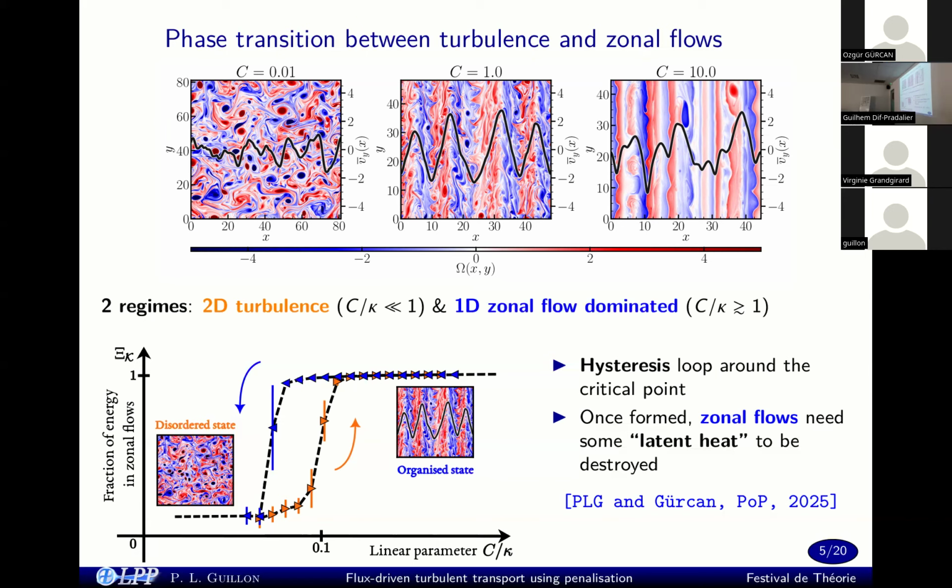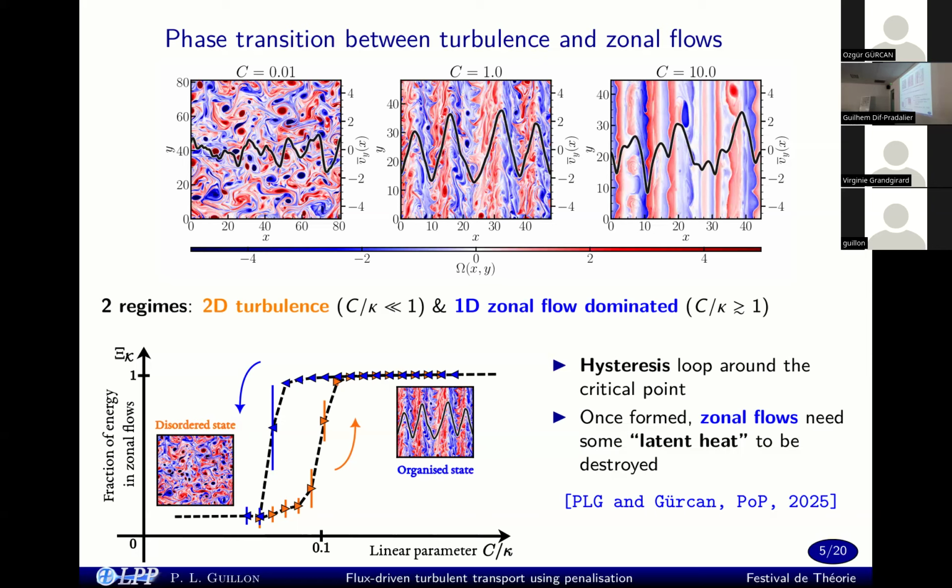And as an order parameter to control the phase in which we are, we use the fraction of energy inside the zonal flow, which is close to 0 in the turbulent regime and close to 1 in the zonal flow dominated state. And then we try to investigate the presence of a hysteresis around the transition point C over kappa equal 0.1. So if we start a simulation here in the turbulent regime and we slowly increase C over kappa, we are able to transition into the organized state dominated by the zonal flow.